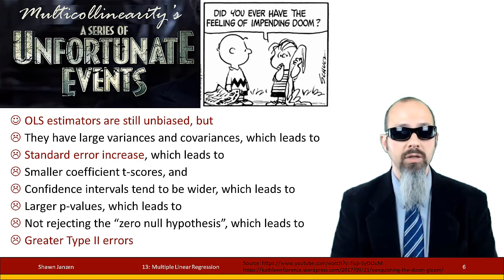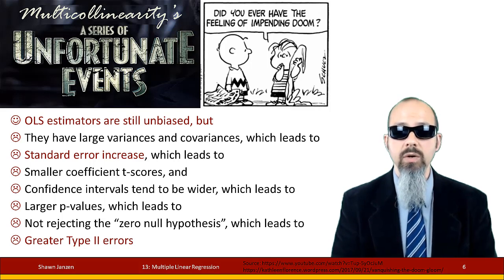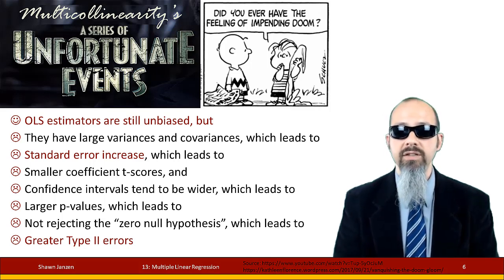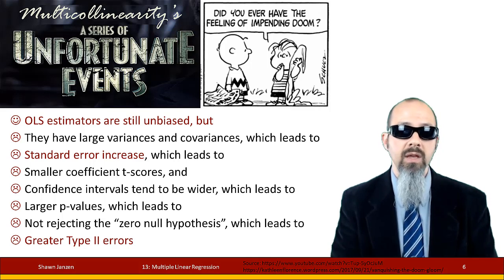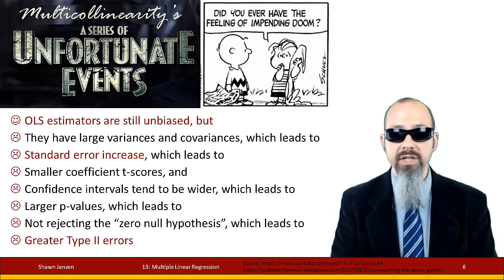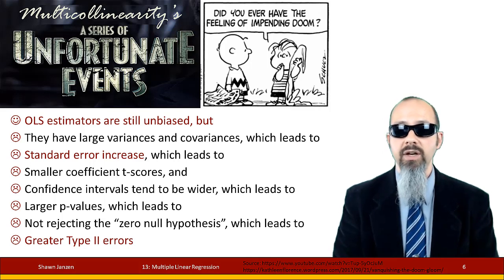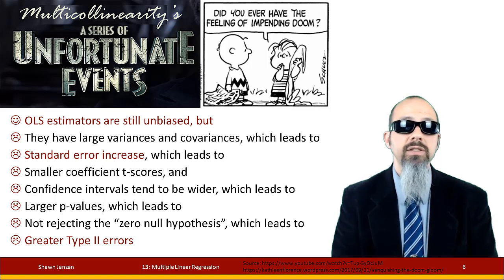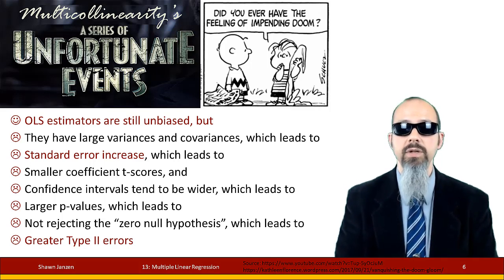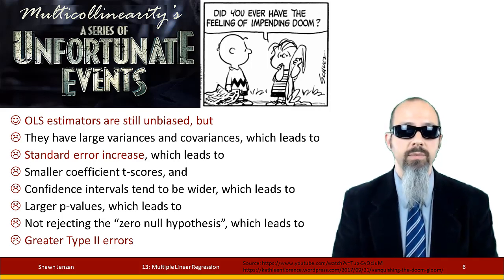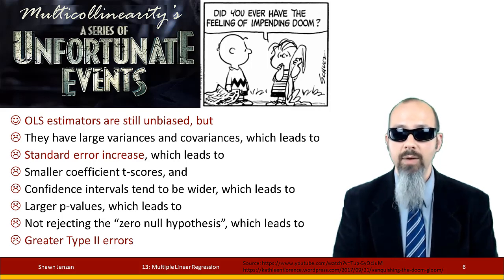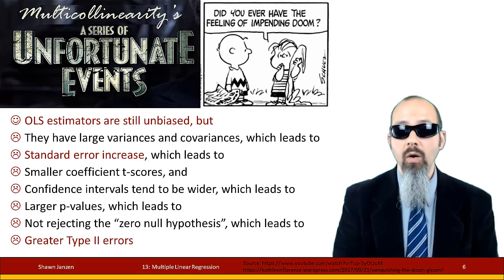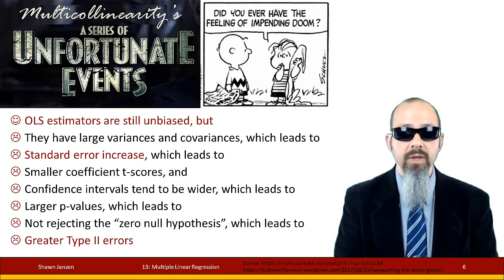That causes smaller t-scores. Remember that the t-scores are the result of your regression coefficients divided by your standard errors. If your standard errors are off, it can throw your t-scores off. Your confidence intervals can be wider, and it can cause larger p-values, which could then lead to not rejecting the null hypothesis as often as you should, and therefore you are going to be generating more type 1 errors. So, a downward spiral, a toxic effect, and just something that we can hopefully avoid in the first place, okay?